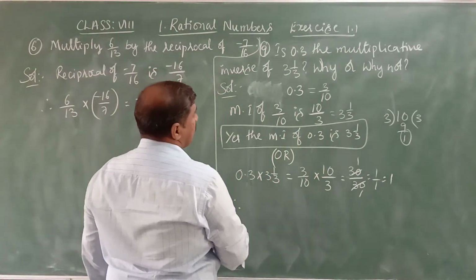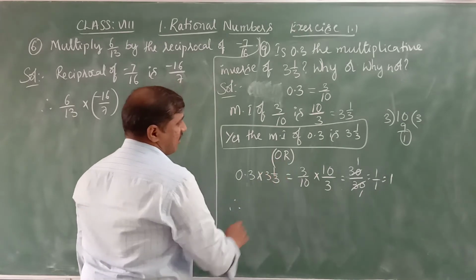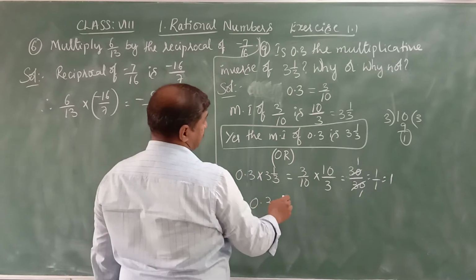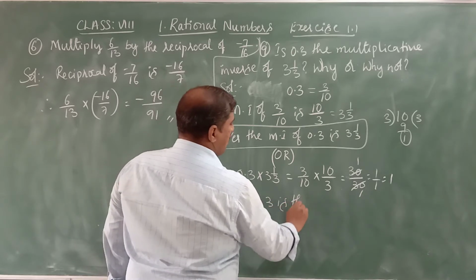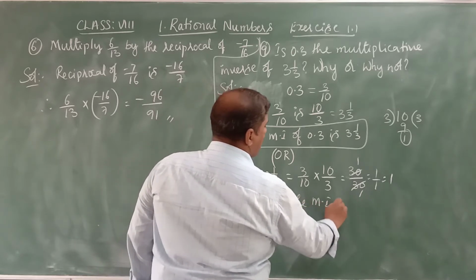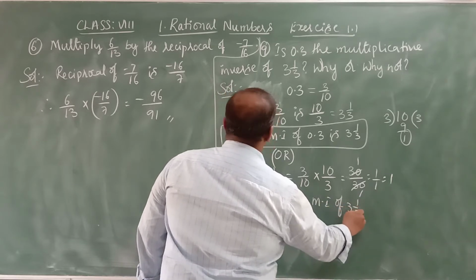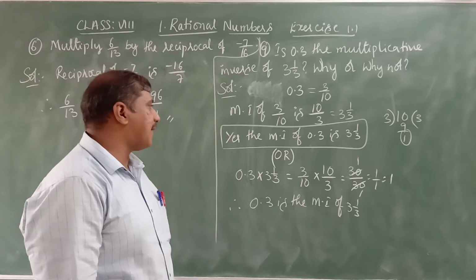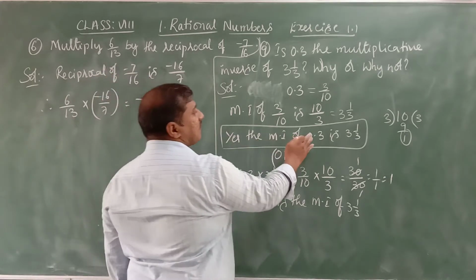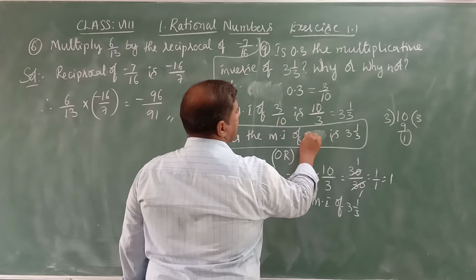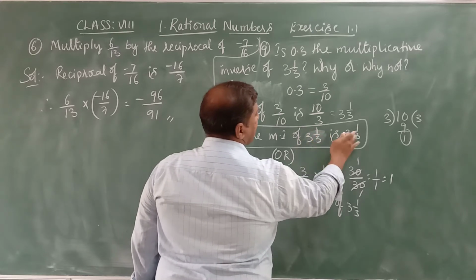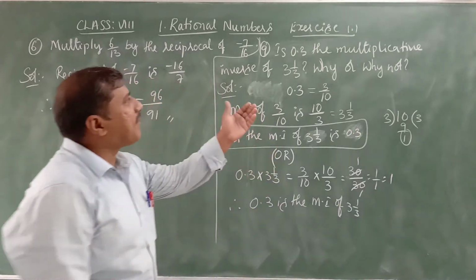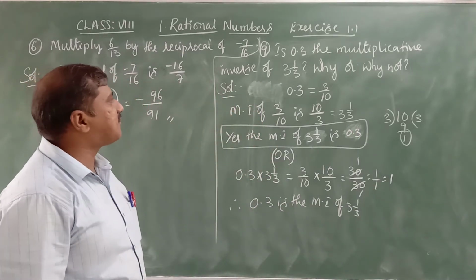Therefore, 0.3 is the multiplicative inverse of 3 1 by 3. The multiplicative inverse of 3 1 by 3 is 0.3. So here, yes, the multiplicative inverse of 3 1 by 3 is 0.3. So the question is: is 0.3 the multiplicative inverse of 3 1 by 3? Yes.